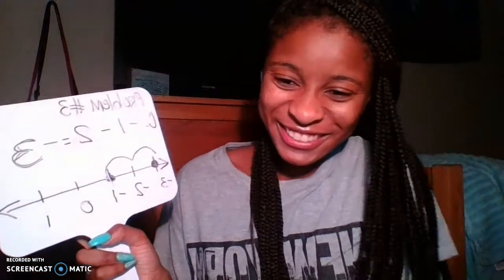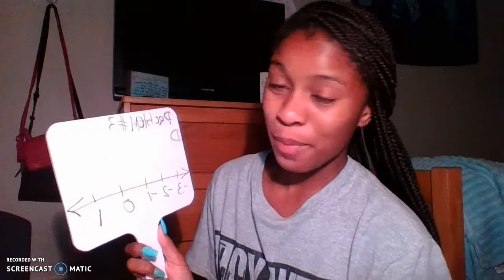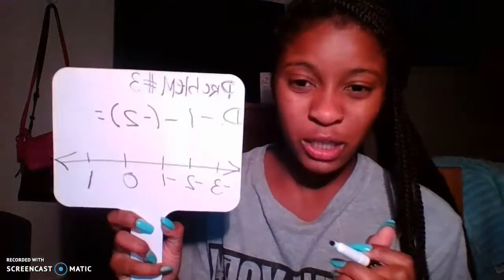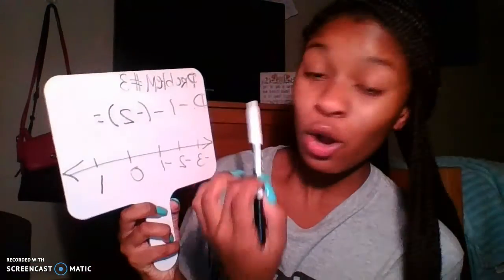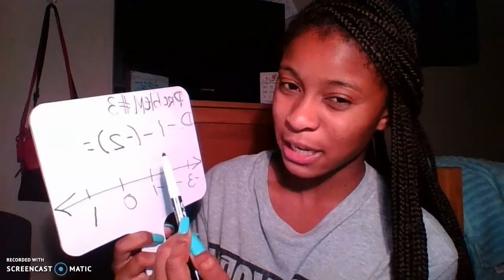Hello. Thank you guys for coming back to watch this tutorial on problem number 3, portion D. For portion D, we have the equation negative 1 minus negative 2. To be honest with you, when we first look at this equation, we see again that there are two negative signs next to each other.